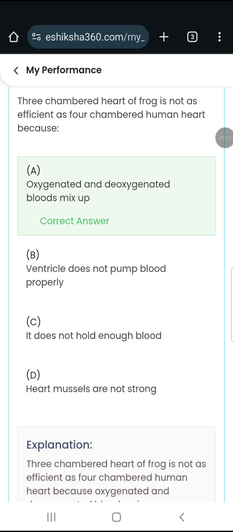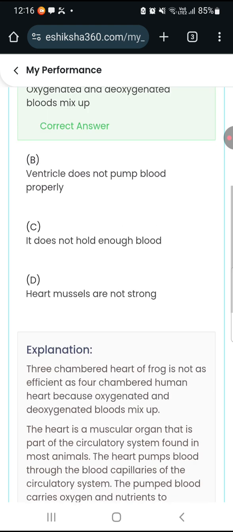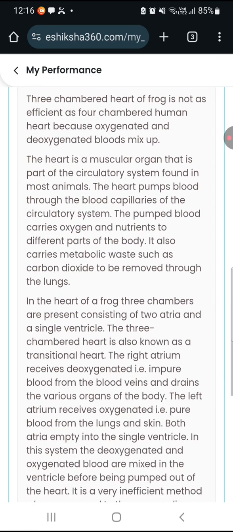Three-chambered heart of frog is not as efficient as four-chambered human heart because? Answer: oxygenated and deoxygenated bloods mix up. Explanation: three-chambered heart of frog is not as efficient as four-chambered human heart because oxygenated and deoxygenated blood mix up.